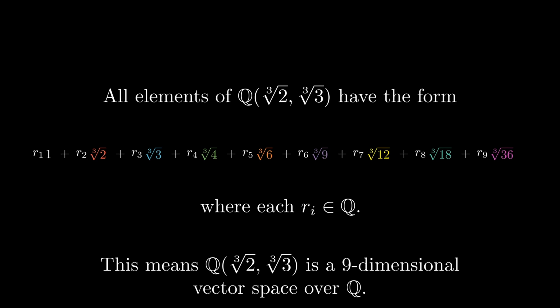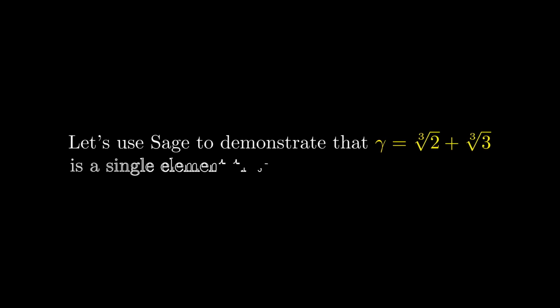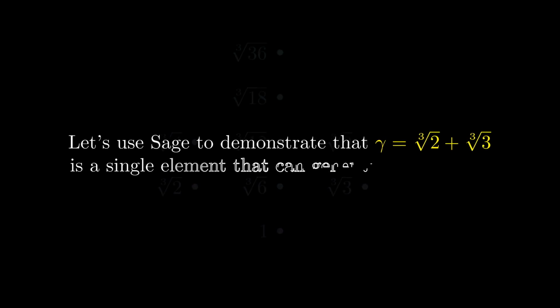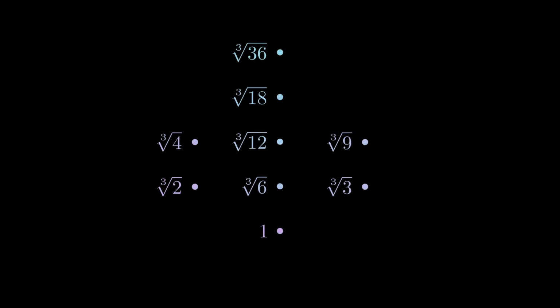What we're going to do is change basis so that each basis vector is a power of a single element called the primitive element. And I'm going to demonstrate to you that the primitive element we could use is obtained just by adding the cube root of 2 to the cube root of 3. I'm going to demonstrate how to do this change of basis using Sage. It makes the computations way easier.